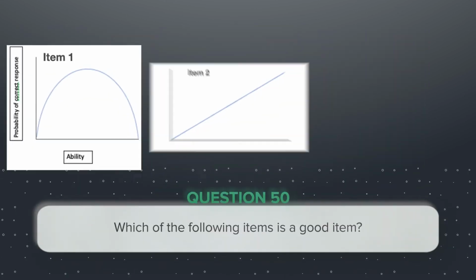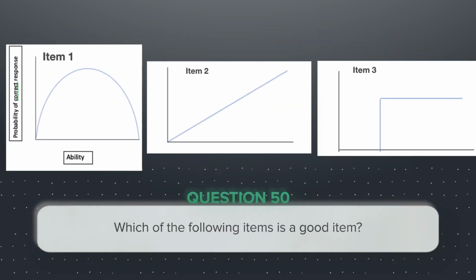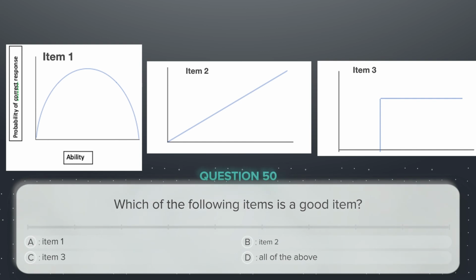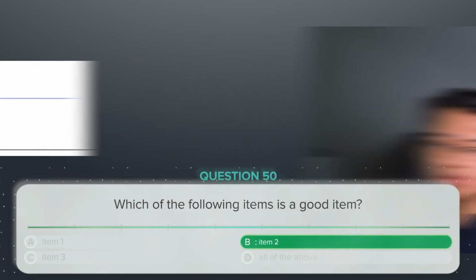Which of the following items is a good item? A. Item 1, B. Item 2, C. Item 3, or D. All of the above. And the correct answer is letter B, item 2.